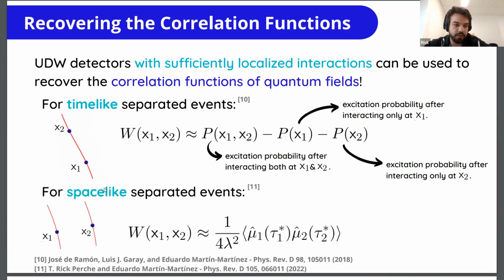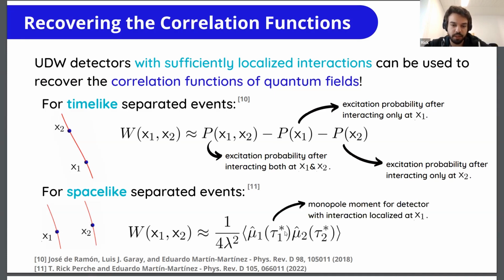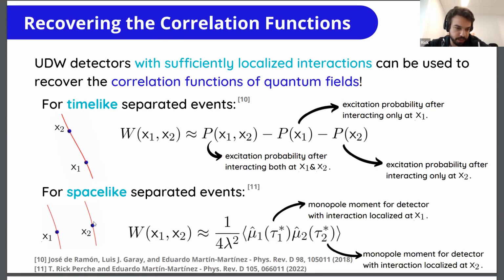the field. For space-like separated events, you need two detectors. You can't have a detector going through two space-like separated points. And in this case, what happens is that the correlation function of the field can be well approximated by the correlation function of the monopole moment of the detectors. One of the detectors interacts at x1 and the other detector interacts at x2. Again, in very localized regions around these events x1 and x2.